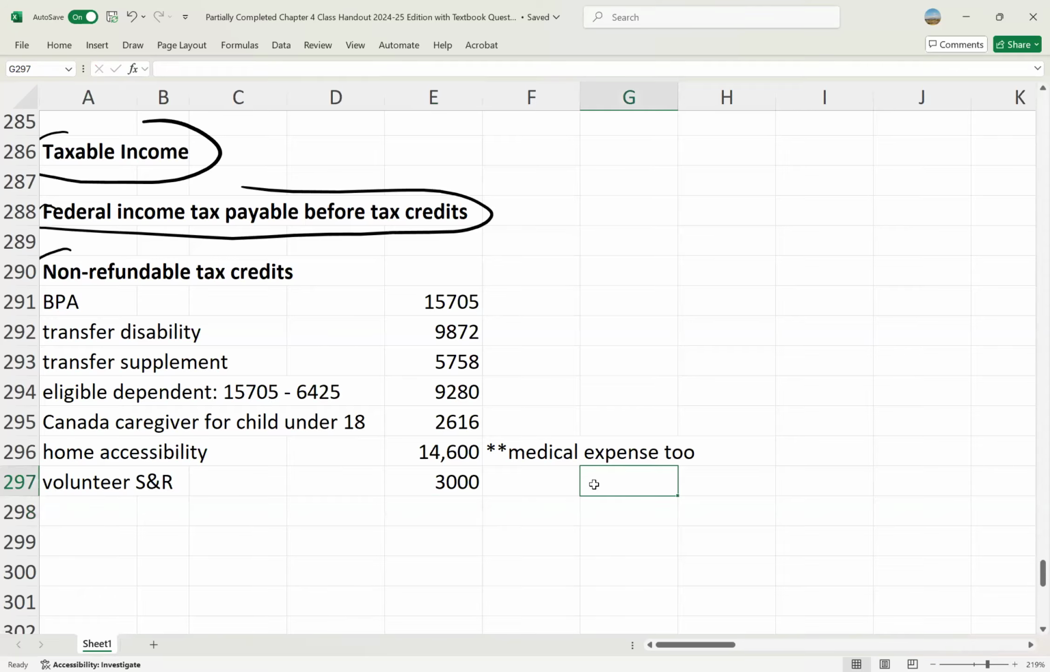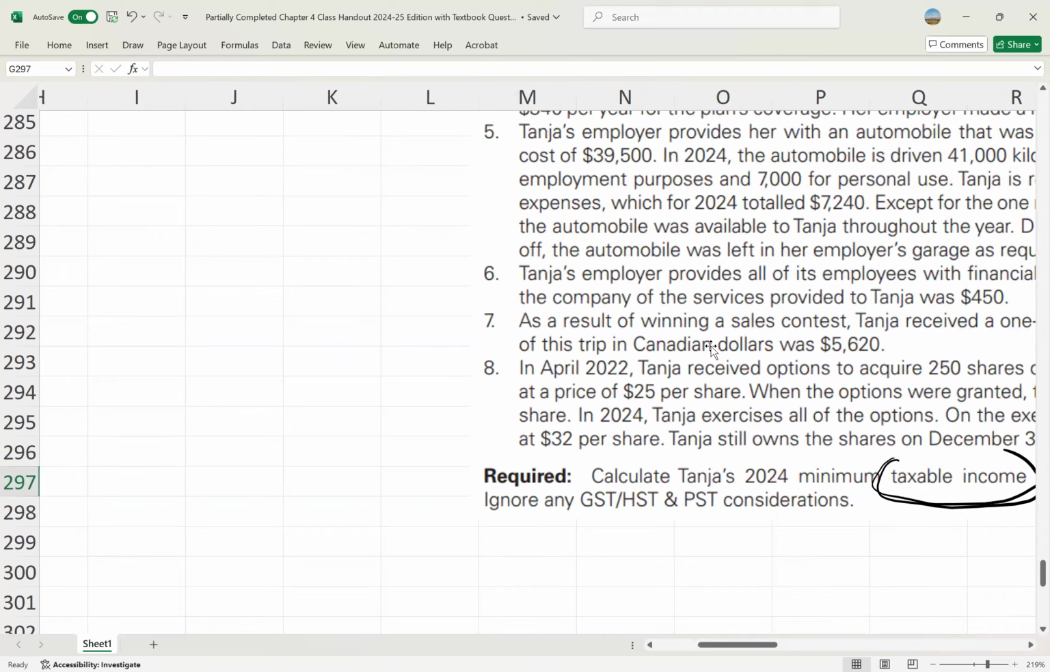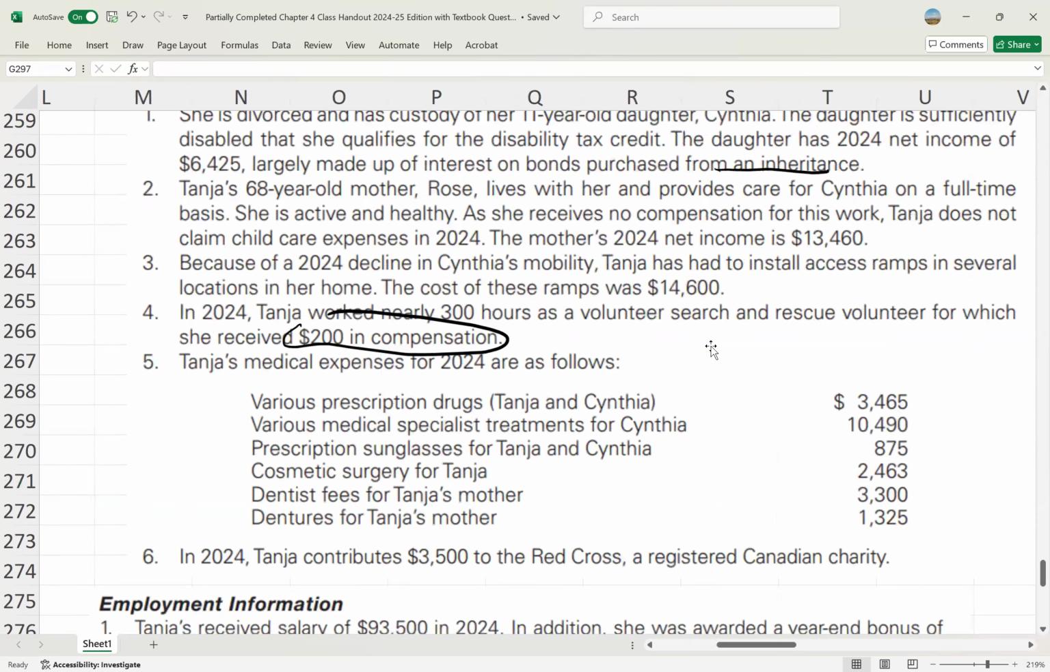So once again, a lot of these tax credits are not that common. And so that's why I really encourage you to read your textbook, just so you're familiar with how they operate in case they do come up on the midterm next week. Let's continue on to the next part.